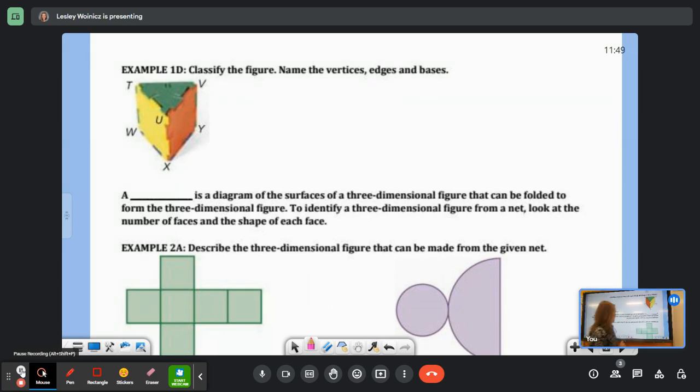All right, what kind of figure is this? So we look at the base. It's a triangle, so it's going to be a triangular something. Prism. Yes, triangular prism.